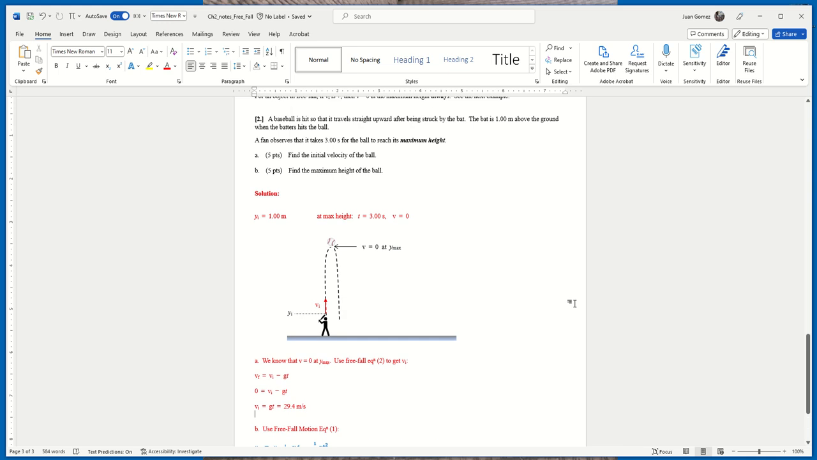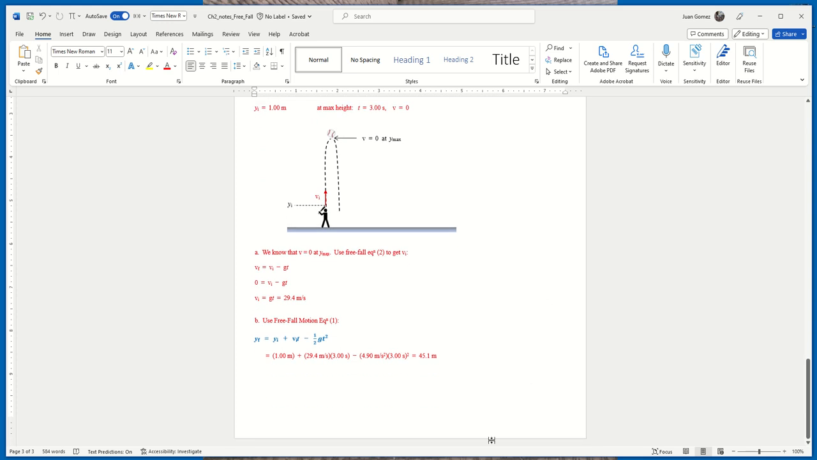The max height, in other words, I want Y final. Y initial is 1. The bat is 1 meter above the ground when he hits the ball, and it goes up. What is that height? Y max or Y final? Well, this is equation 1. Whenever you want YF, usually start with equation 1. You get YF equals YI plus VIT minus 1 half GT squared. Plug in the numbers, and you get 45.1 meters.